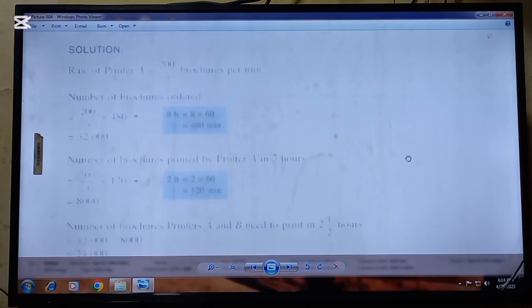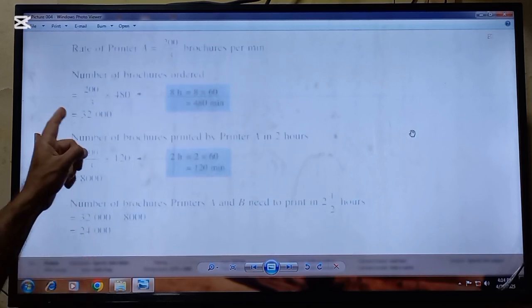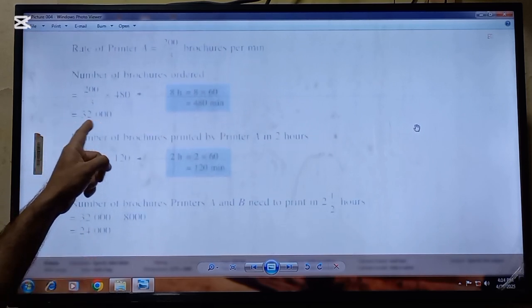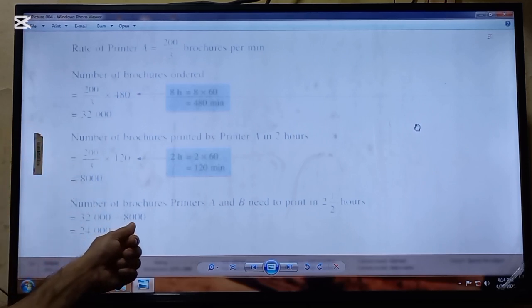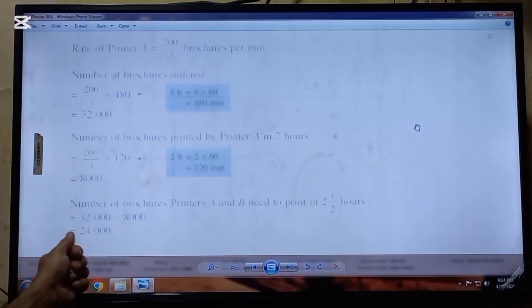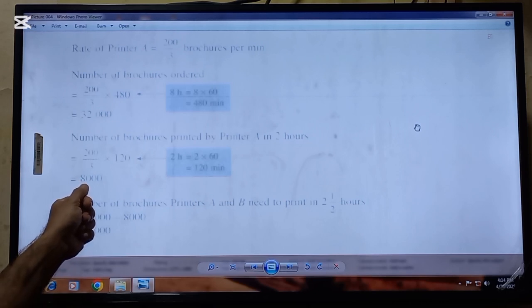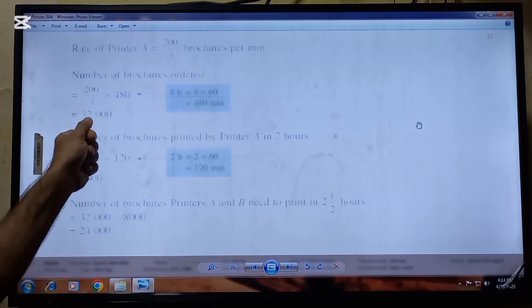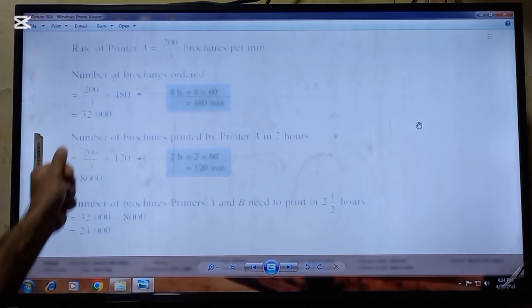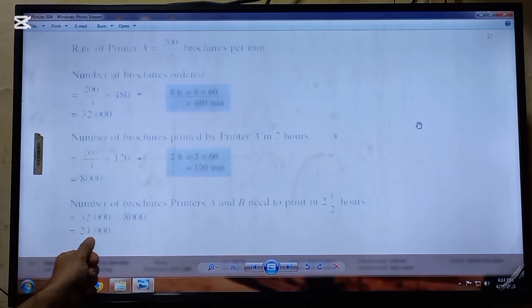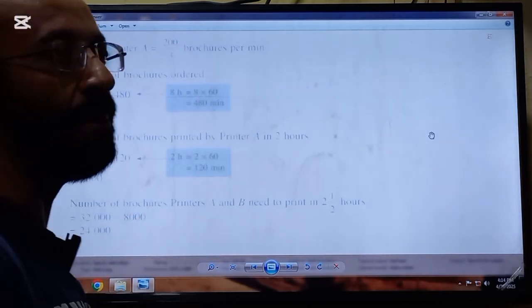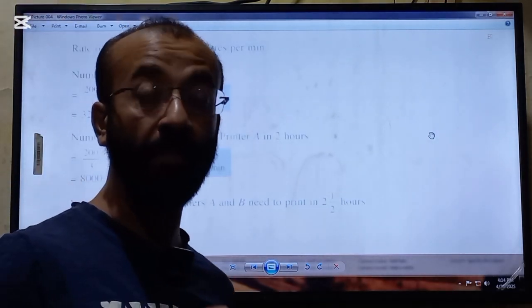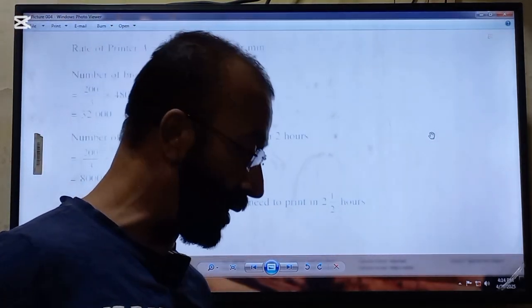brochures. So now we will subtract: 32,000 minus 8,000 will be equal to 24,000. It means 8,000 brochures have been printed out. This is the target we want to reach. So it means still 24,000 brochures have to be printed. Now printer A and printer B will work together.